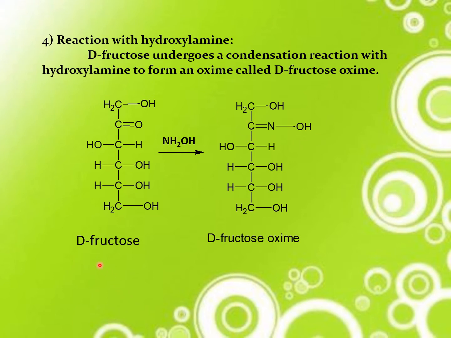Okay, this is the structure of D-fructose. This is going to react with hydroxylamine. If we observe this reaction clearly, this oxygen and these two hydrogen will be eliminated as a water molecule. The remaining N and OH will be attached with this double bond. So we arrive at this product, C double bond NOH, which is the functional group for oxime. That is ketoxime. So we'll get the product D-fructose oxime.